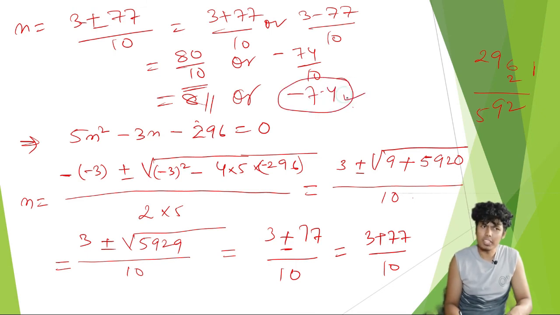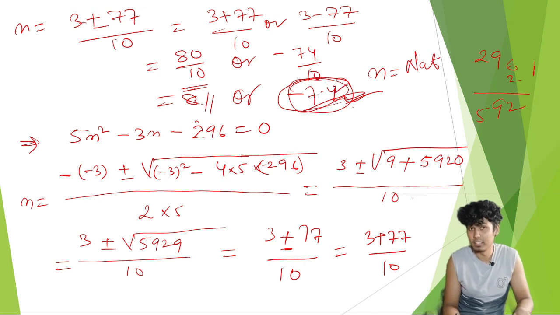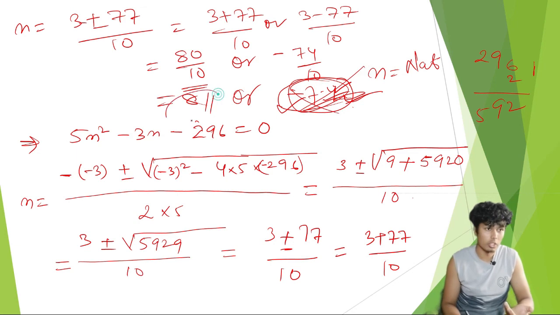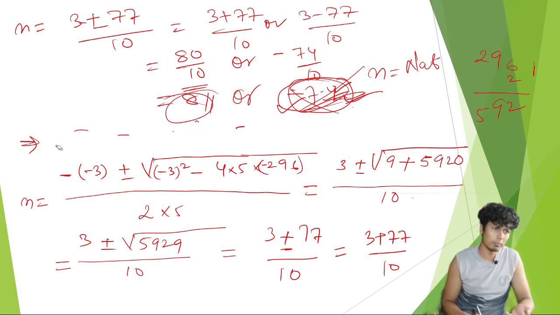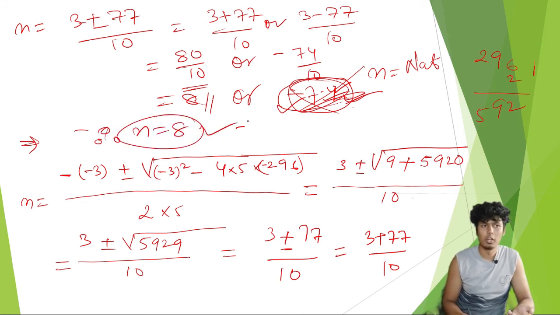So n cannot be this one. Okay, n value must always be a natural number, but this is not a natural number. It is not a natural number, it is a negative number with decimal, so we cannot take this one. Ignore this. We have to take only 8. So therefore n is equal to 8. Okay, we got the value of n.